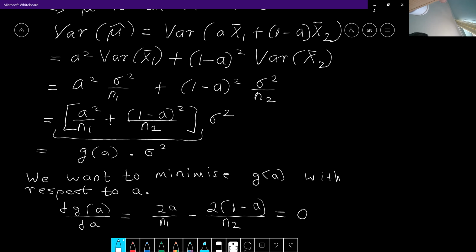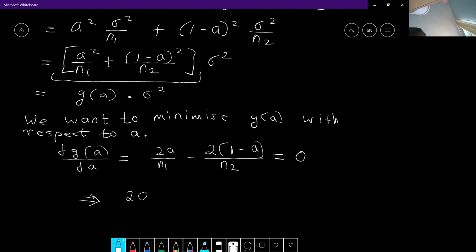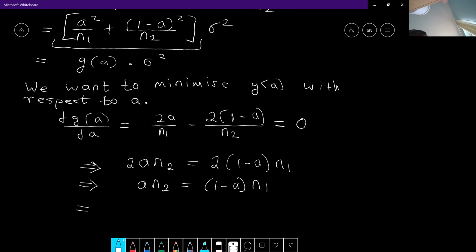So this implies that 2a times n2 is equal to 1 minus a times n1. And the two will cancel, so this is a n2 equal to 1 minus a times n1. Okay, so this implies that the solution for a is n1 divided by n1 plus n2.